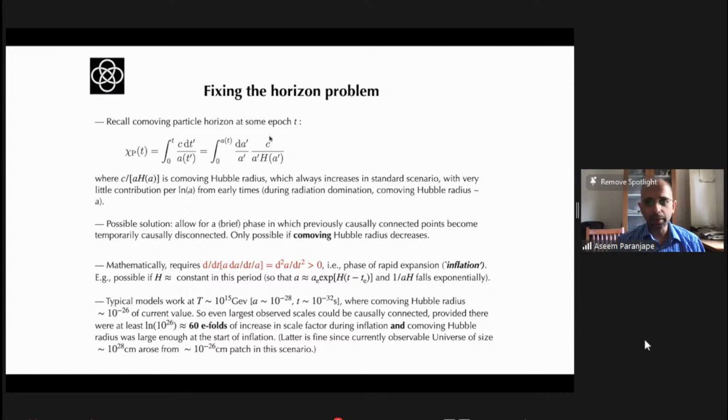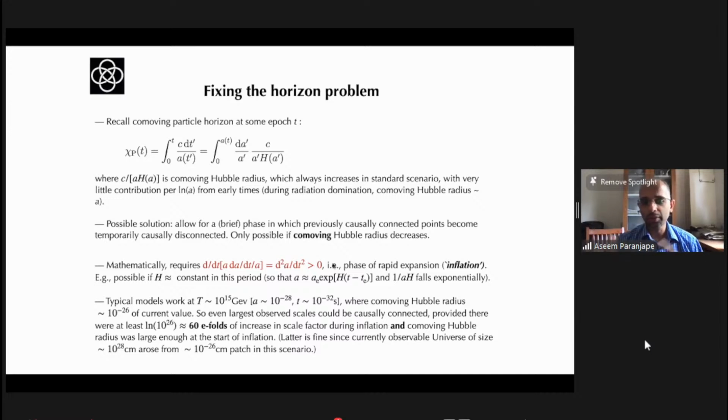So mathematically, if I want c by aH to be a decreasing function of time, then it means that its inverse, aH, has to be increasing. But aH is a times (da/dt)/a. So this quantity has to be increasing, so its time derivative has to be positive. But if I now just stare at this expression, the a's cancel, and basically I have the second derivative of a, which has to be positive.